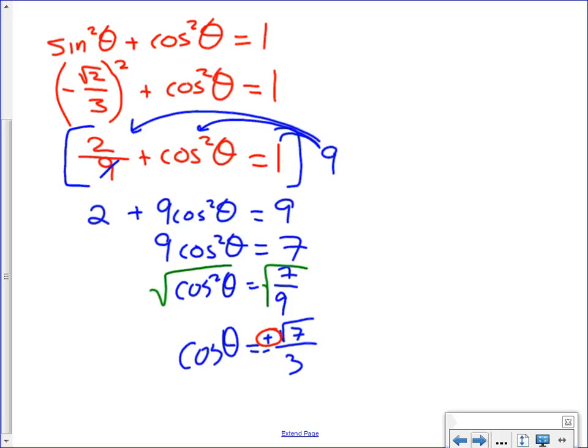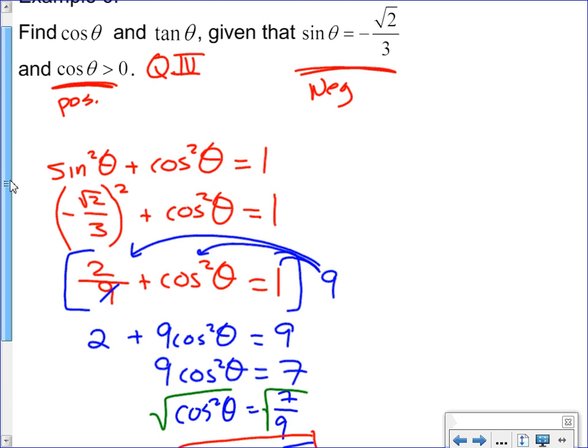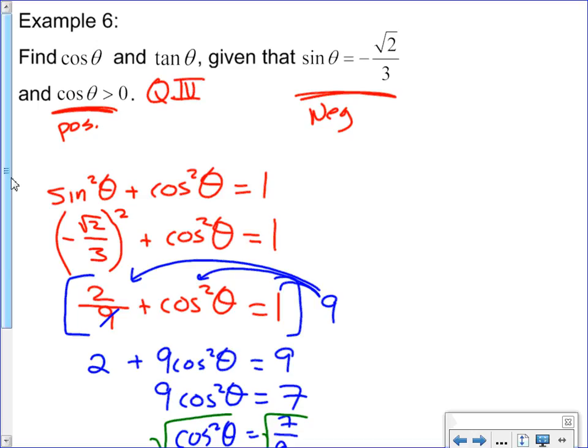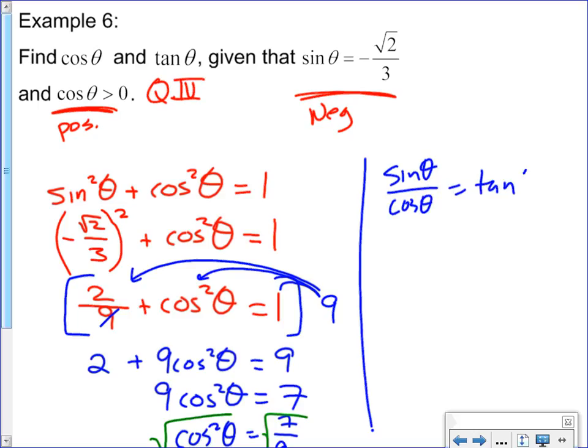Found cosine. Sweet. Well, if the question wants to know cosine and tangent, and we have sine and cosine, what formula would you use? Look at the front page. Which formula has tangent, sine, and cosine in it? Sine over cosine. Yes. We know that sine over cosine is equal to tangent. So if you just fill it in, it's good to go.